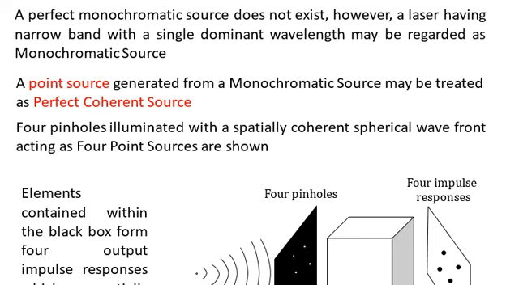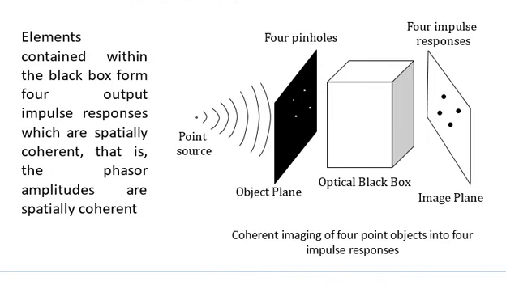Four pinholes illuminated with a spatially coherent spherical wavefront acting as 4 point sources are shown. Now look at this diagram. There are four pinholes on the object plane. We have an opaque aperture which contains 4 pinholes, and this aperture has been illuminated with a spherically diverging wavefront generated from a single point source. It means that the wavefront is spatially coherent, which illuminates the 4 pinholes.